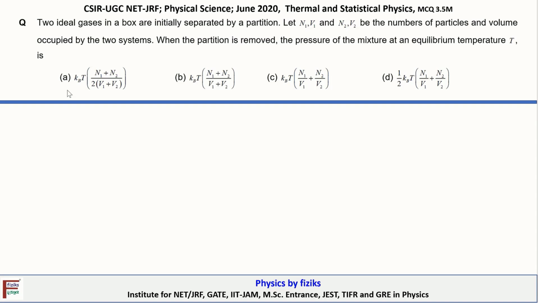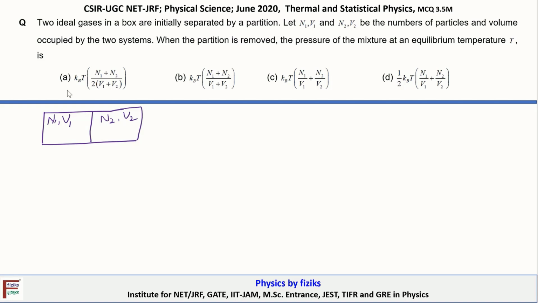We are given two ideal gases in a box which are initially separated by a partition. Let's try to understand the statement of the problem here. We are given two boxes containing ideal gases, separated by this partition that I have drawn as a line here. It's also given that N1, V1 and N2, V2 are the numbers of particles and volumes occupied by the two systems.